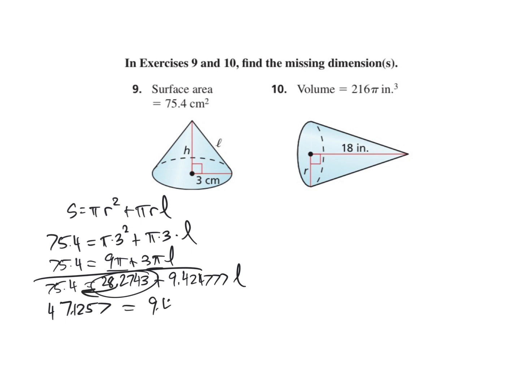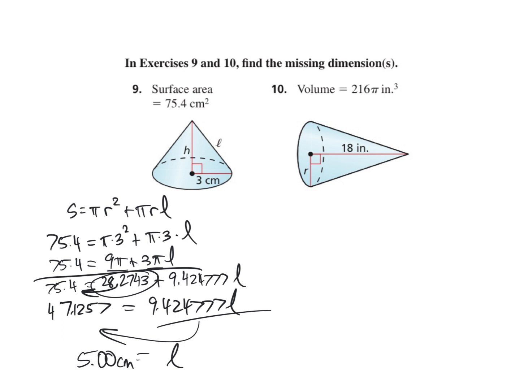Equals 9.4247777 L. So I'm going to divide by that. So take that number, divided by 9.42477, and I get this slant length to be 5.00 centimeters.